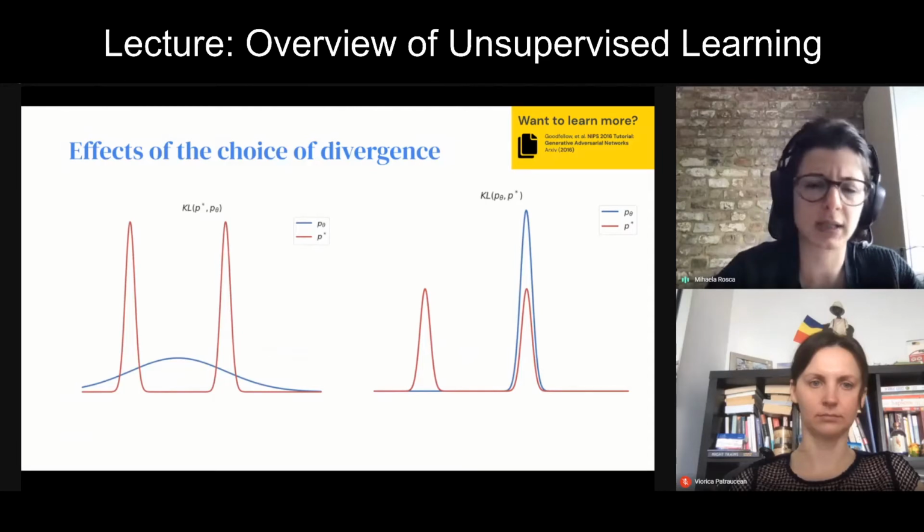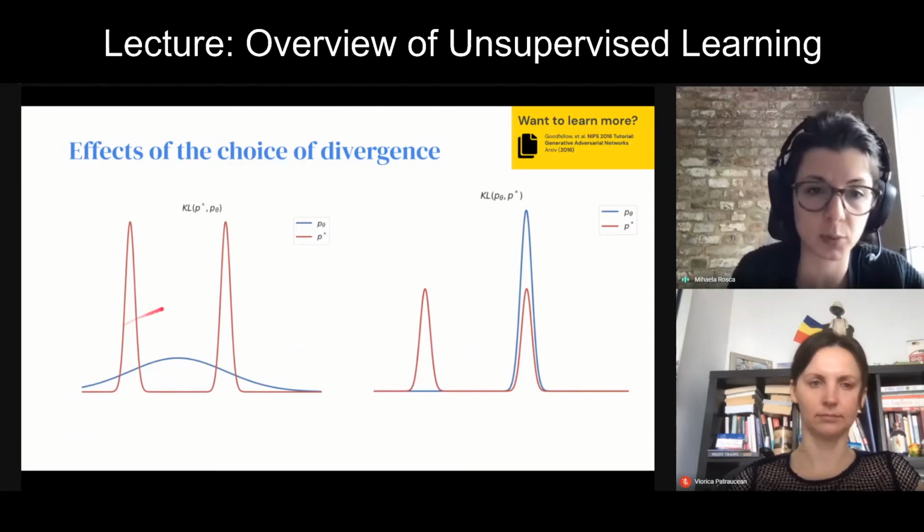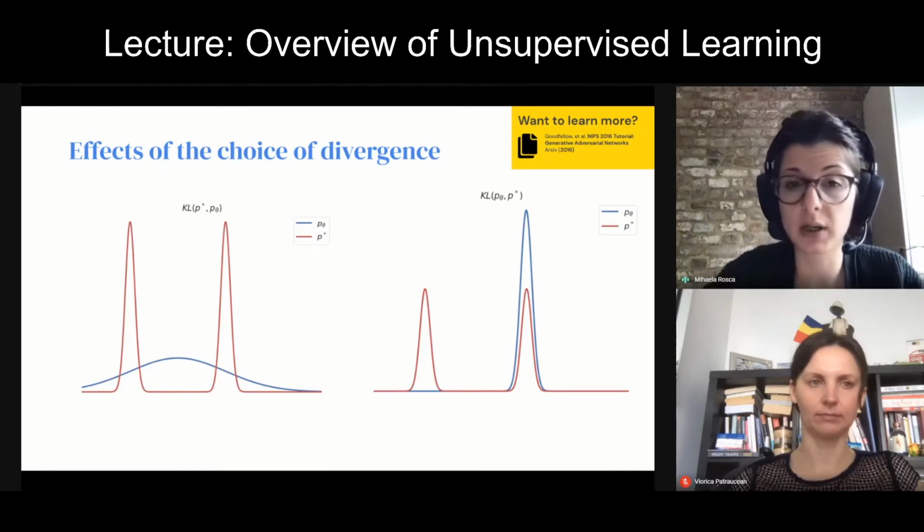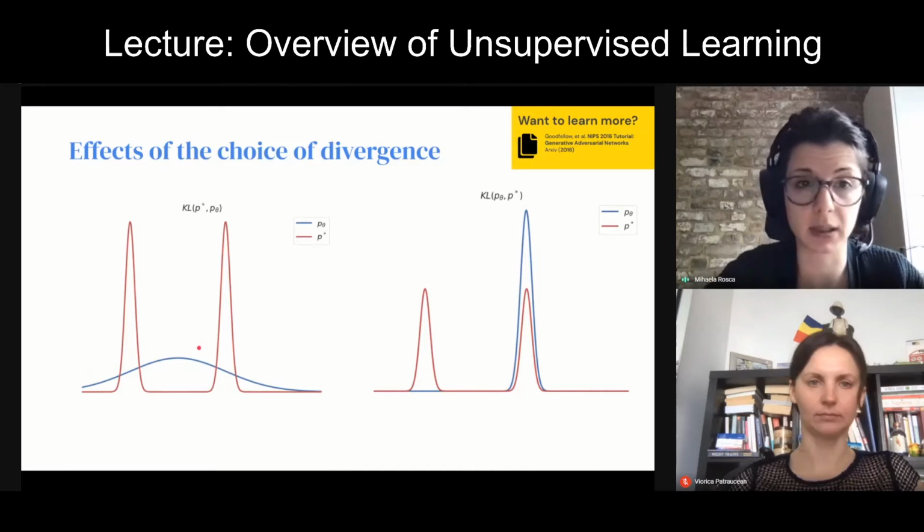So let's look at a very simple example. Our true distribution here, P star, is given by a mixture of two Gaussian distributions. So this is our data. It has two modes here. Our model is going to be a Gaussian distribution. So we're learning the mean and the variance in this case because we're in one dimension. So now we're trying to say, well, okay, our model is not powerful enough to learn the true data distribution.